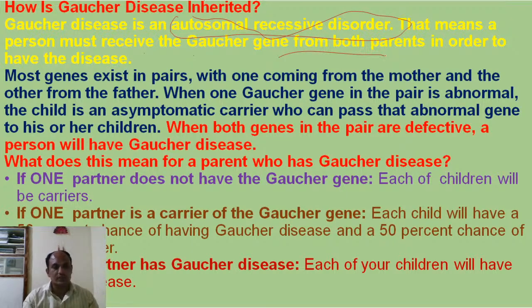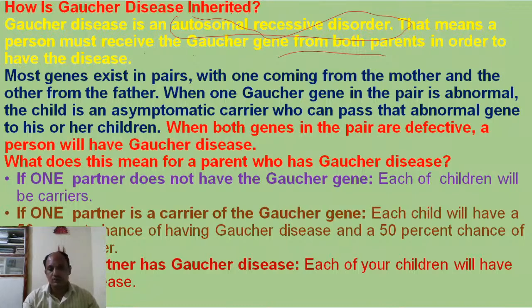Most genes exist in pairs, one coming from the mother and the other from the father. When one Gaucher gene in the pair is abnormal, the child is an asymptomatic carrier. That is, the child becomes a carrier for the Gaucher gene, but does not show any symptoms, and can pass that abnormal gene to his or her children, that is, to the next generation.